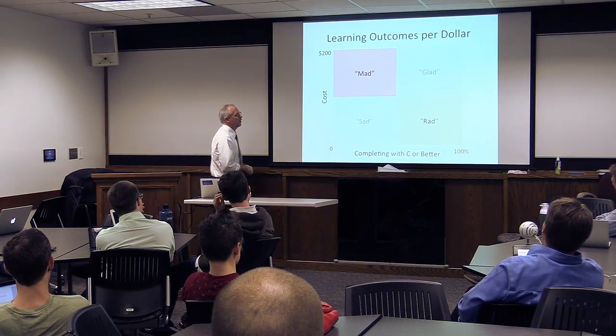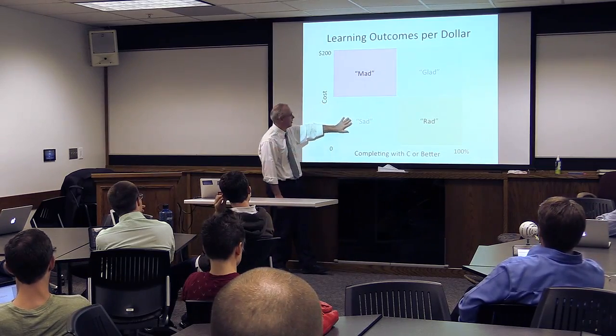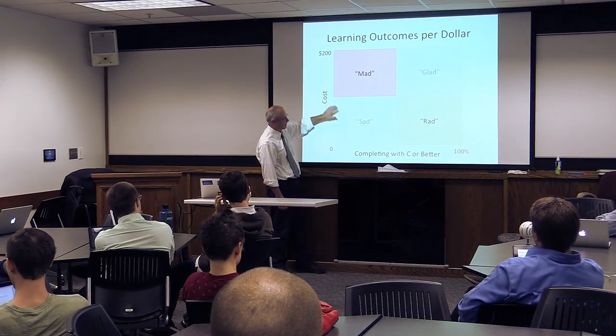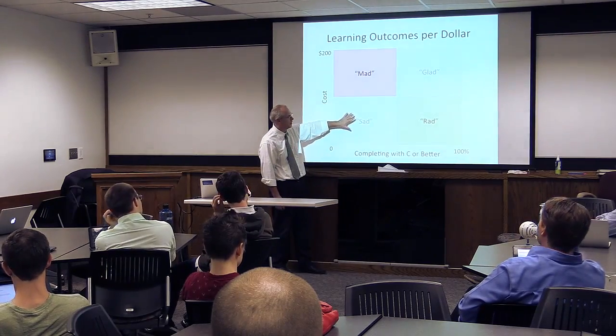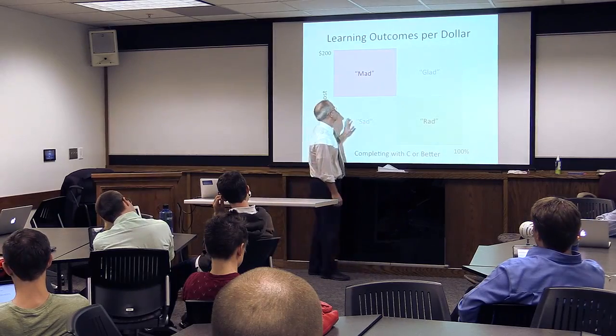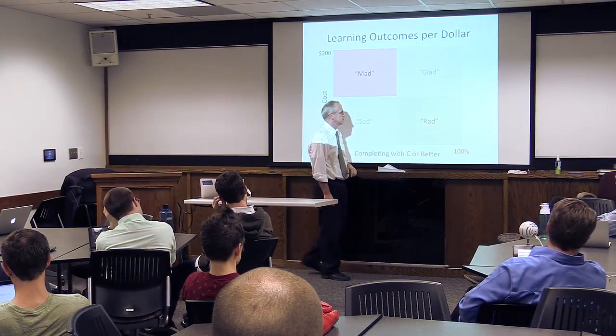So, 4 quadrants. Here's our up and to the right, these two. If I don't pay very much for my materials, but I don't have a large percentage of students completing with a C or better, that's sad, but probably expected. And if I charge a lot, but a lot of them do really well, then that makes me happy.